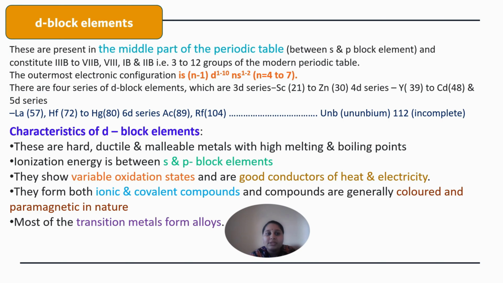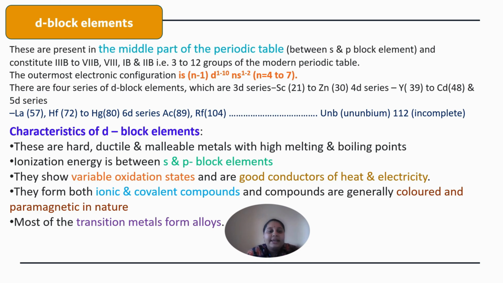There are 4 series of D block elements: the 3D series, that is scandium 21 to zinc 30; the 4D series, that is yttrium 39 to cadmium 48; the 5D series, lanthanum, hafnium to mercury; and the 6D series, actinium to rutherfordium, that is Rf 104, up to Uub, element 112, which is incomplete.